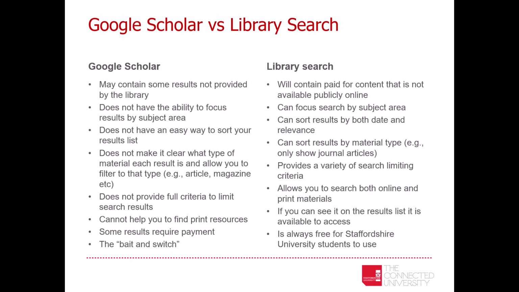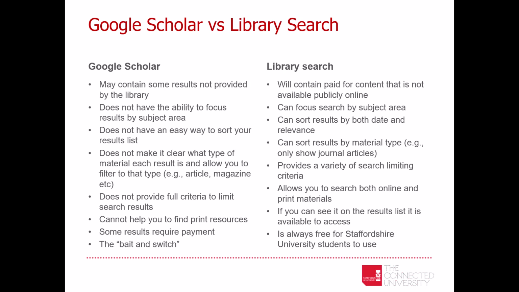However, the library search isn't going to do any of these awkward things to you. The library search won't have access to absolutely everything, but it will have access to paid for content that won't be accessible publicly online. The search results can be focused by subject area. The results can be organised by both date and relevance. The results can be limited to certain types of material if wanted, so for example only showing journal articles.